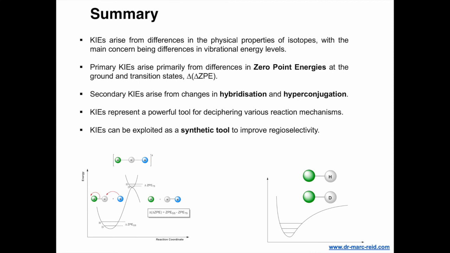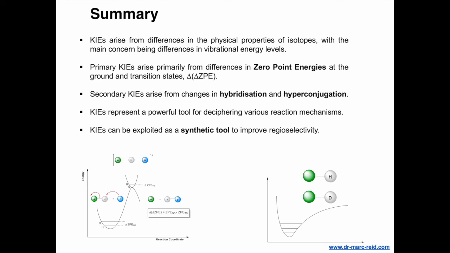That brings us to the end of Lecture 2, our introduction to using kinetic isotope effects in the studies of mechanism. In summary, we've learned that kinetic isotope effects arise from different physical properties of isotopes, with the main concern being differences in vibrational energy levels.